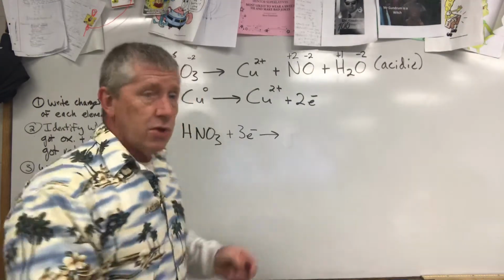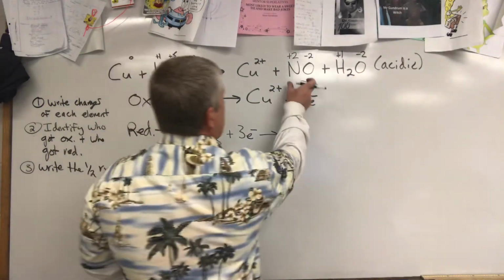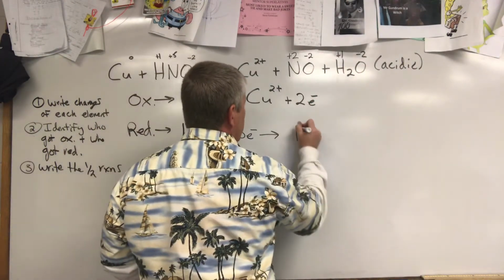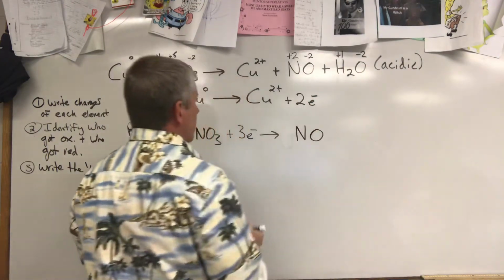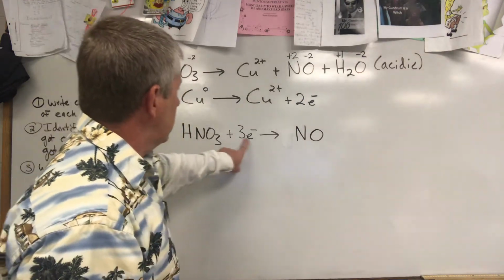But for this reaction, we added 3. Okay, what about on the right? The nitrogen is here in the nitrogen monoxide. So there it is, the nitrogen monoxide. So we went from here to there.